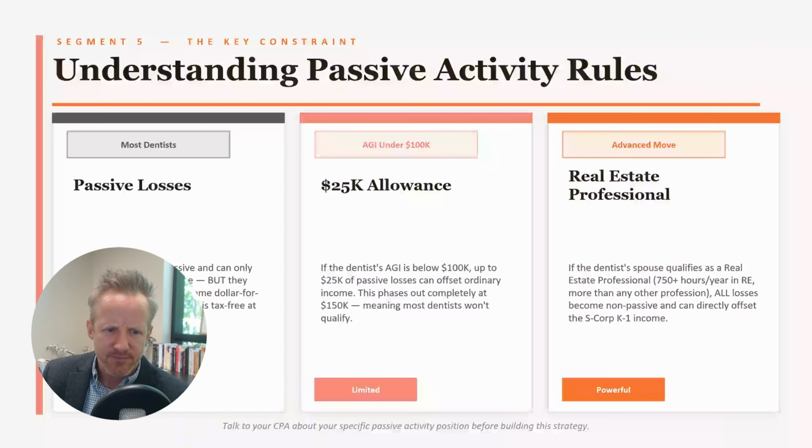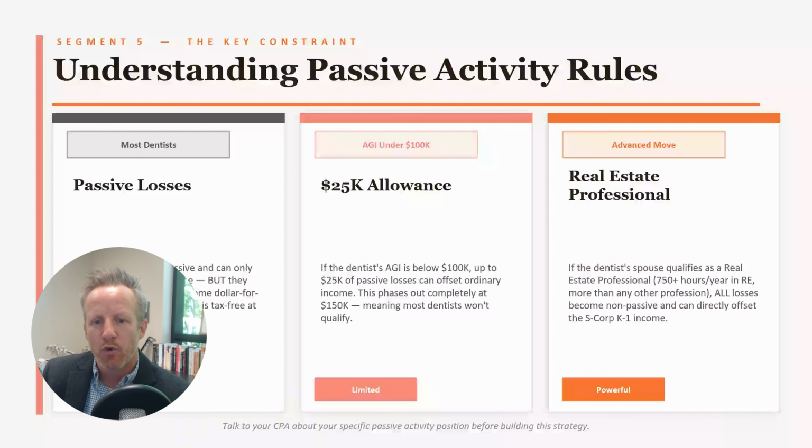Passive losses. LLC rental losses. So when you buy your building and you own your LLC that owns the building, these are called passive, and they can only offset other passive income. But, and this is an important but, they offset the passive rental income dollar for dollar. So the rent you collect in your building LLC can be tax-free at the LLC level in the early years if you have that ability to deduct that rental income.